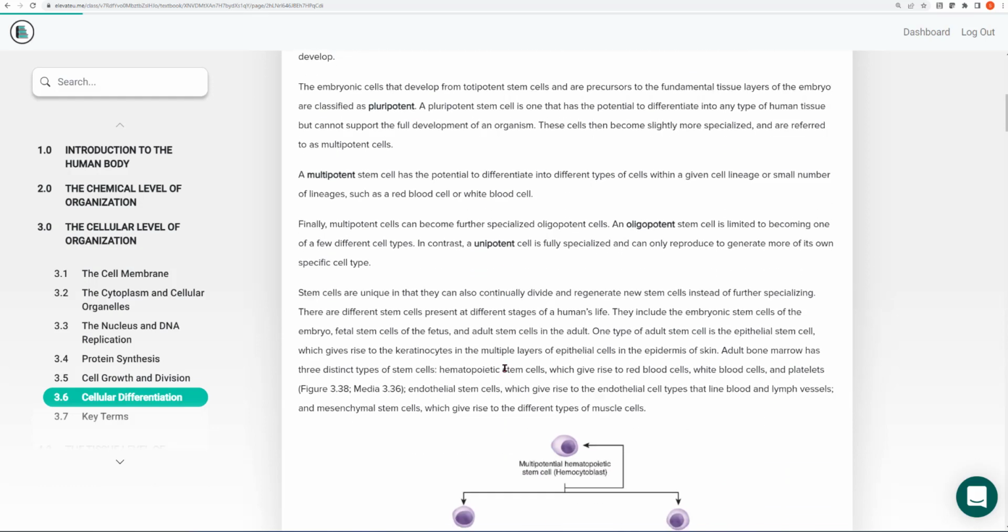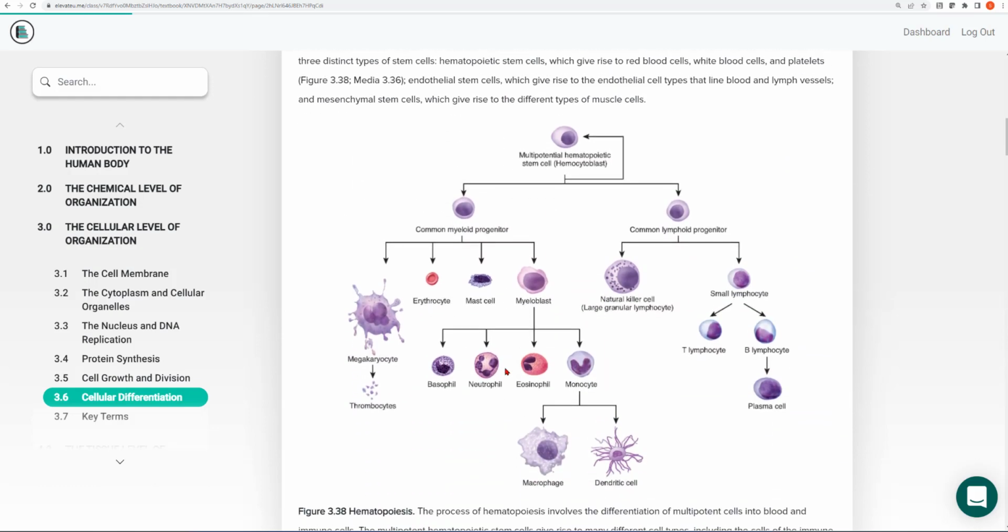So let's take a look at this continuation, and actually, let's take a look at this example. We'll come back and study this chart more completely when we get to the blood. But here we have one cell. This one cell is a multipotent stem cell. This cell is found in your bone marrow, and this one cell can become multiple different kinds of cells.